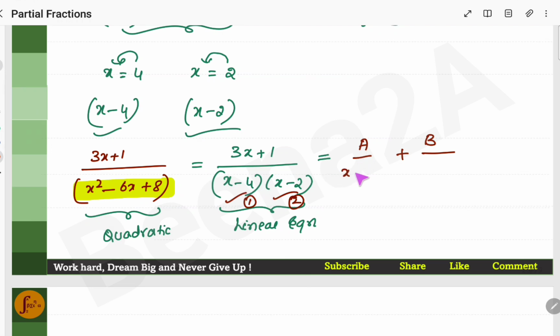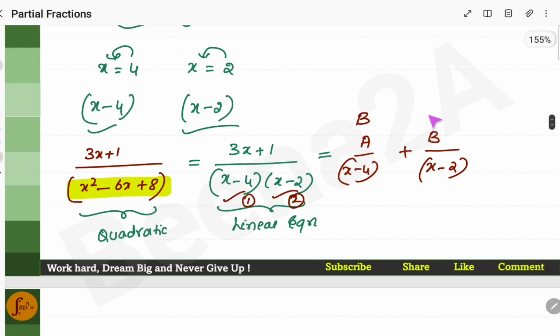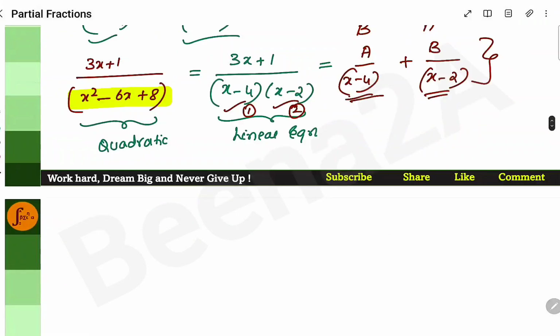First one is x minus 4. Second one is x minus 2, right? We can put it like this. Now you can put this as b or you can put this as a. The order doesn't matter, but you just have to find the values of a and b and put these denominators. Then only it becomes a partial fraction. So now we can solve this problem.